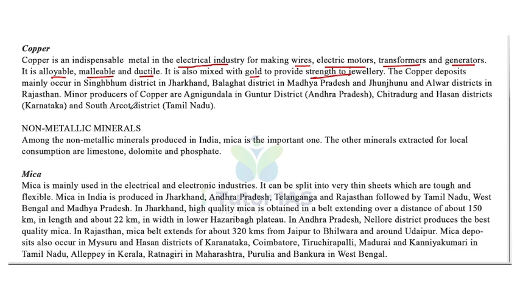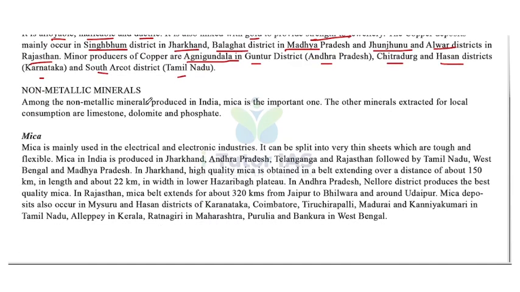The copper deposits mainly occur in Singhbhum district in Jharkhand, Balaghat district in Madhya Pradesh, and Jhunjhunu and Alwar districts in Rajasthan. Minor producers of copper are Agnigundala in Guntur district of Andhra Pradesh, then Chitradurga and Hassan districts of Karnataka and South Arcot district of Tamil Nadu. So these are some of the minor producers of copper. Now non-metallic minerals.